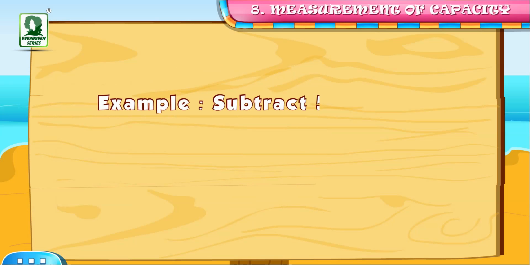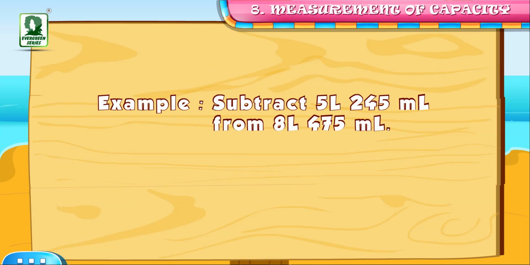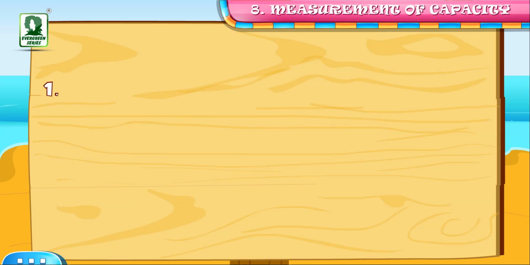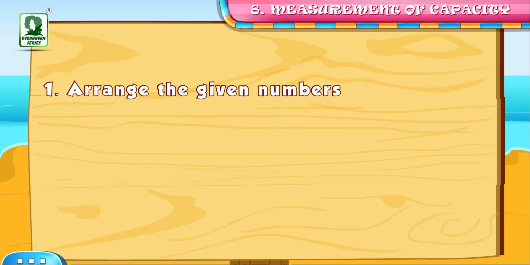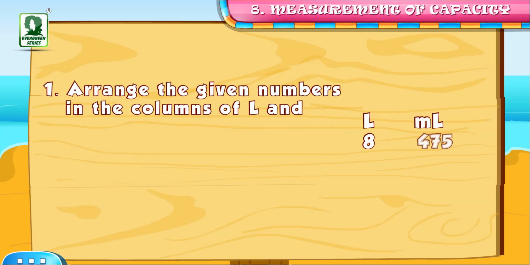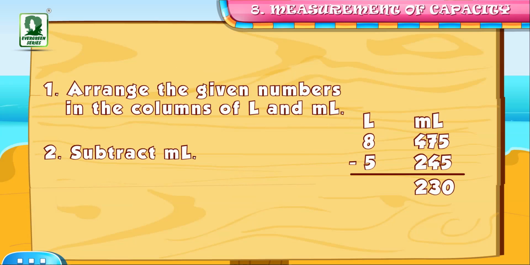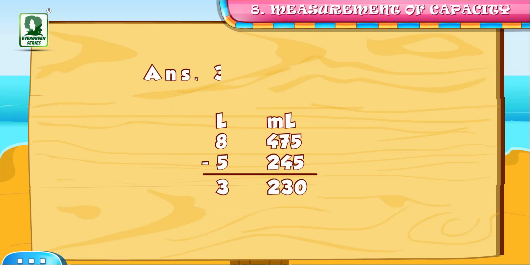Example: subtract 5 liters 245 milliliters from 8 liters 475 milliliters. Solution. Number 1, arrange the given numbers in the columns of liters and milliliters. Number 2, subtract milliliters. Number 3, then subtract liters. Thus the answer is 3 liters 230 milliliters.